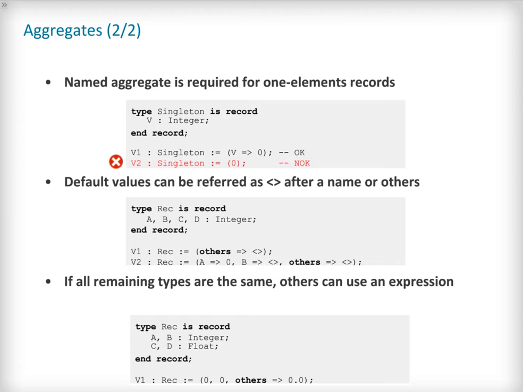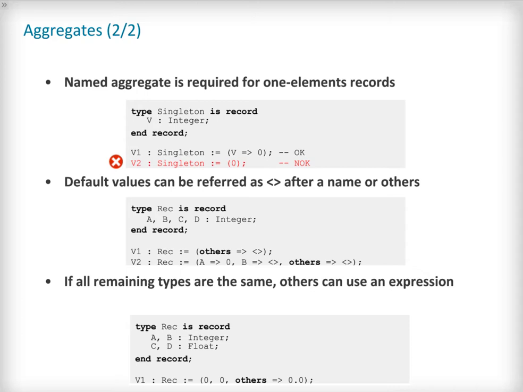Another interesting feature is the others box. What this says is that for all the remaining components of the record that have not yet been specified by the aggregate, use the default values. So in this case, E1 is initialized by an aggregate which says only use the default values. Arguably, this is not very interesting here because I would have taken the default values anyway. But if I want to provide values for some object and not others, that can get quite handy.